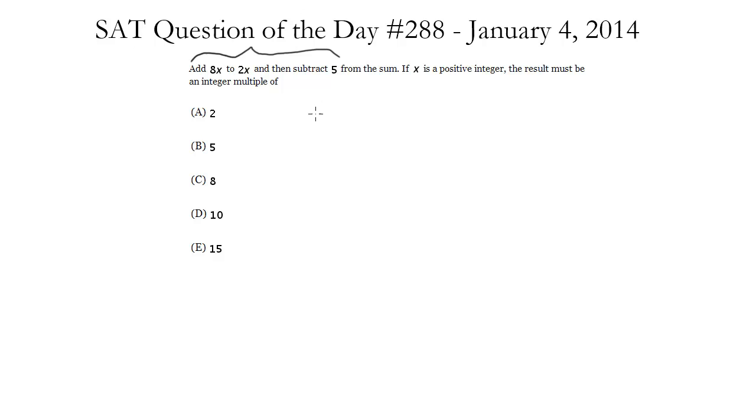So let's add 8x to 2x. That gets us 10x. And then subtract 5 from the sum. In other words, subtract 5 from the sum of 8x and 2x, so subtract 5 from 10x. The result must be an integer multiple of what?